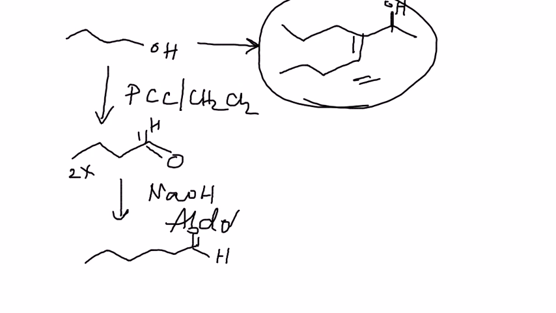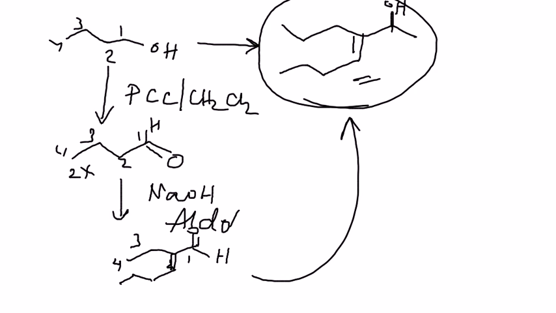That's my aldol. 1, 2, 3, 4. 4 carbons, right? The alpha position is right here. So hopefully you can see 1, 2, 3. This is the aldehyde that you would get.